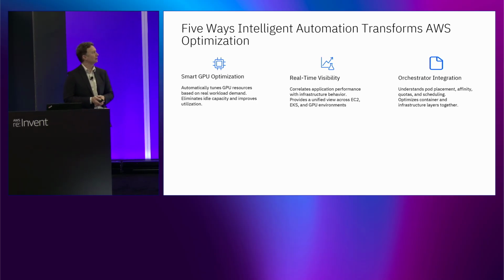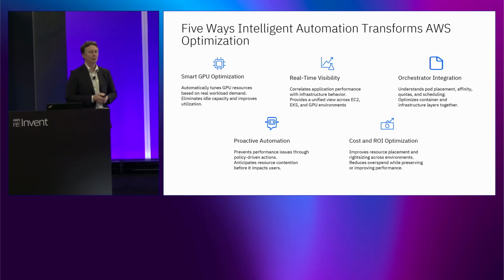All right, so let's talk a little bit about some more of the details in terms of how intelligent automation can really transform your AWS environment. Talked a lot about smart GPU optimization. So what we will do is automatically tune those GPUs. We will right size, like I said, based upon as demand spikes up in real time. And then we will bring it down to make sure we're as efficient from a cost perspective as much as possible so you can eliminate that idle capacity.